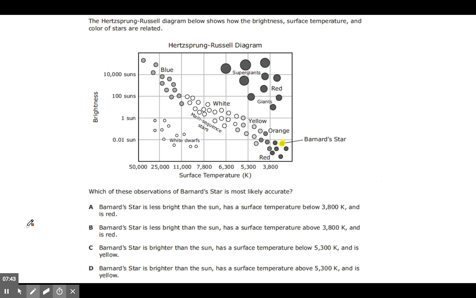The sun is what type of star? What life cycle is it in? The sun is actually a main sequence star, about right here. Right here, okay. So now we're going to compare the two.